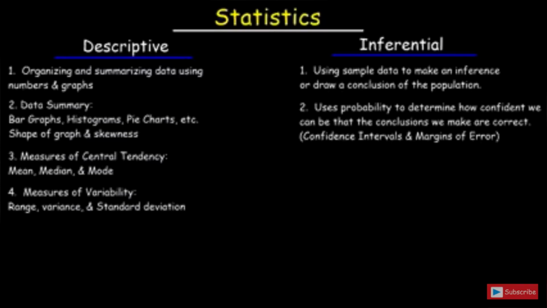How about the inferential? Inferential is using sample data to make an inference or draw a conclusion about the population. 2, it uses probability to determine how confident we can be that the conclusions we make are correct, using confidence intervals and margins of error. So these belong to the inferential statistics.